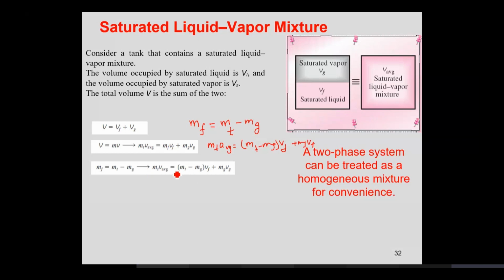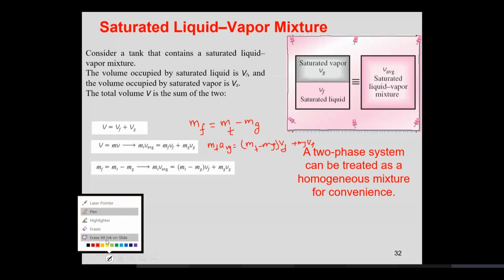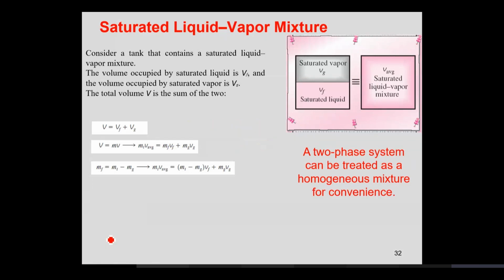Yes, sir. Sir, now please explain one more time. What exactly should I repeat, what was replaced? MT minus Mg, sir, this. All right. What is written over here? Mf is essentially what? Mass of saturated liquid, which is equal to total mass minus mass of saturated vapor. So you have just plugged it in over here. Okay, sir. Clear? Got it.